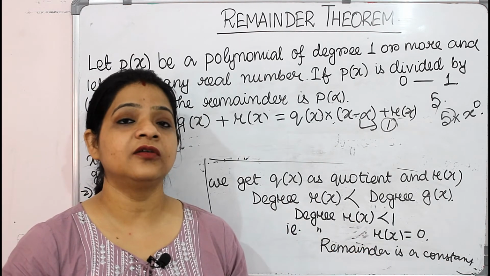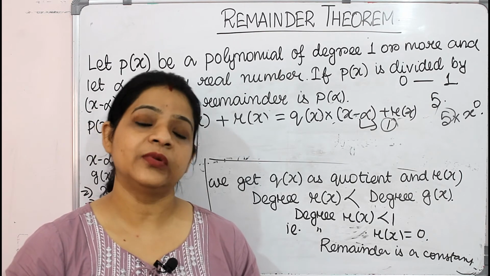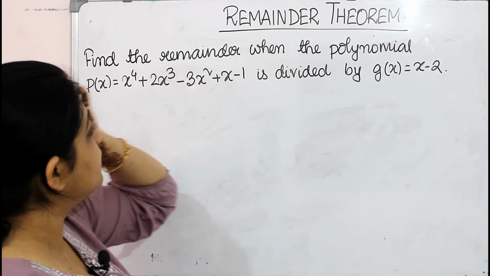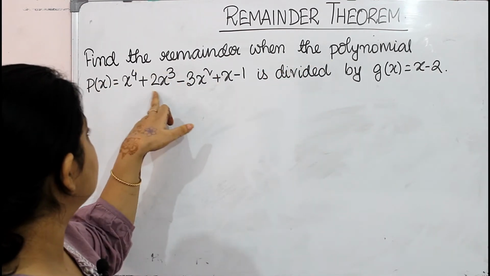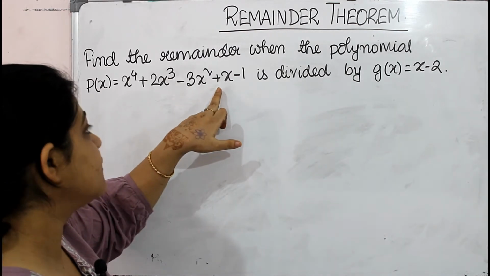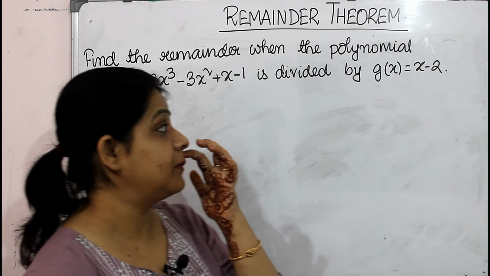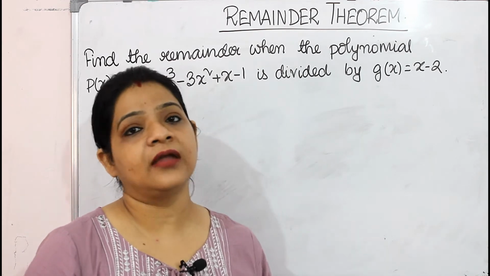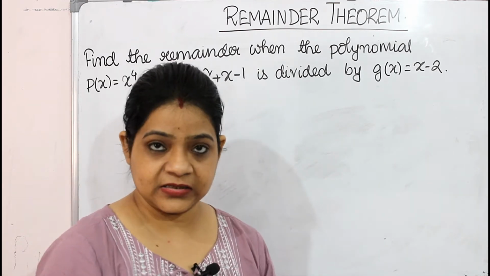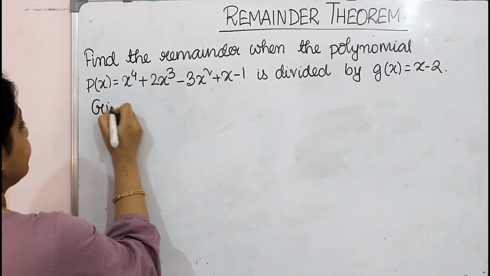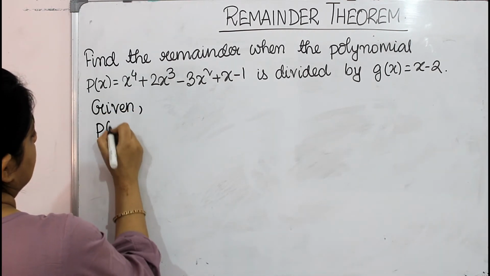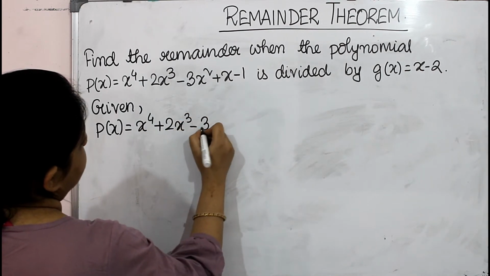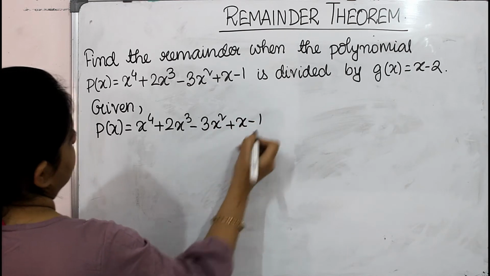The things will be more clear to you when I take one example and solve it. This is the example. Find the remainder when the polynomial P(x) equal to x to the power of 4 plus 2x cube minus 3x square plus x minus 1 is divided by G(x) equal to x minus 2. Here you apply the remainder theorem to find the remainder R(x). So P(x) is x to the power of 4 plus 2x cube minus 3x square plus x minus 1.